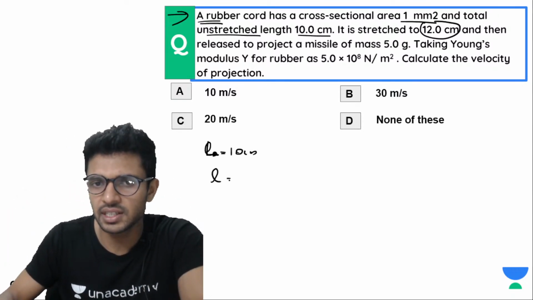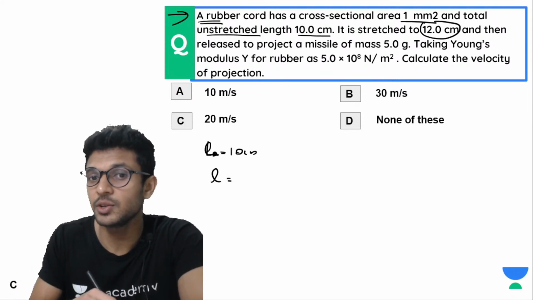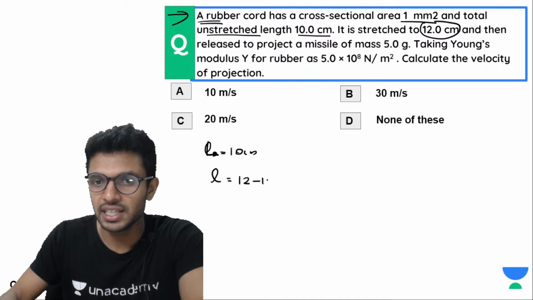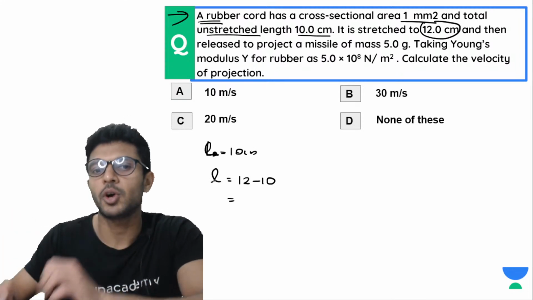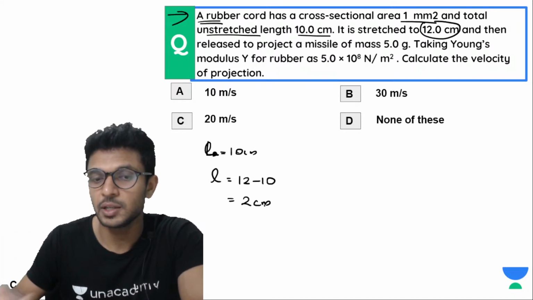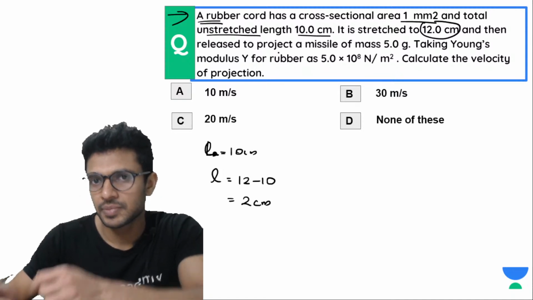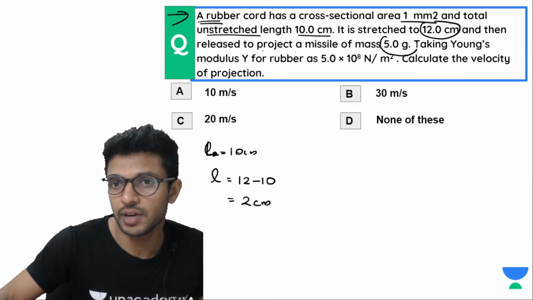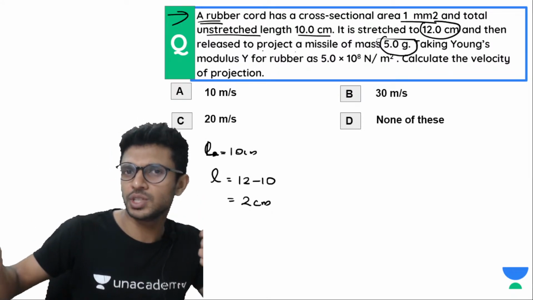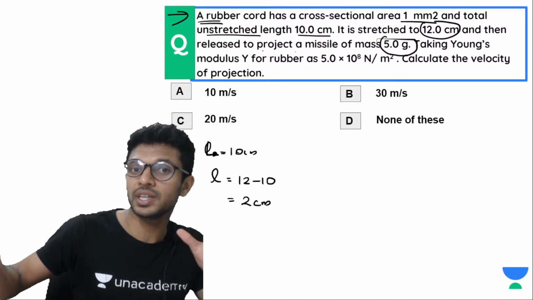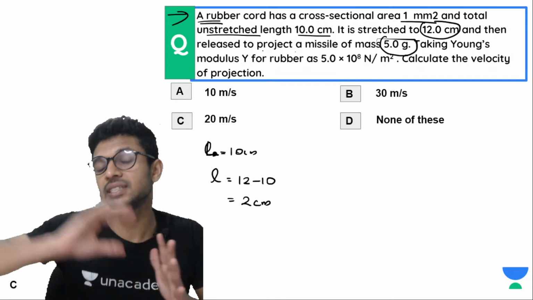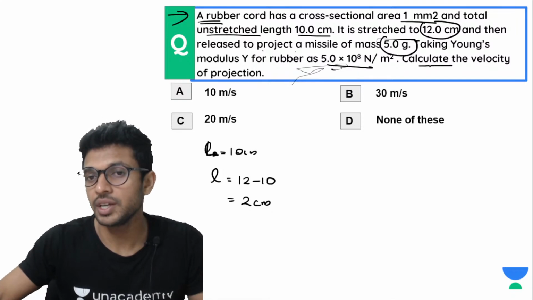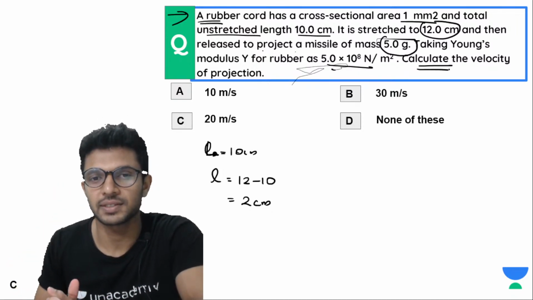Can you tell me what is the amount of extension? What is the value of the change in L? Tell me. 12 minus 10, isn't it? Final value is 12, initial value is 10, so the amount by which the body has extended is 2 centimeters. Okay. Now it is being stretched and then released to project a missile of mass 5 kilogram. So after stretching, by using that particular force, you are releasing the rubber cord, and with that force a missile is being projected which has a mass. Young's modulus value is given. Okay, the question is to calculate the velocity of projection.